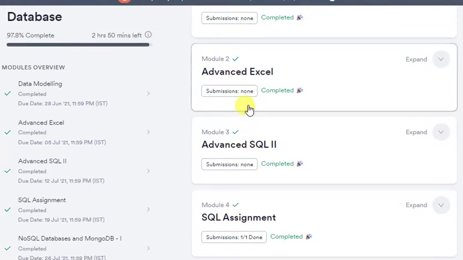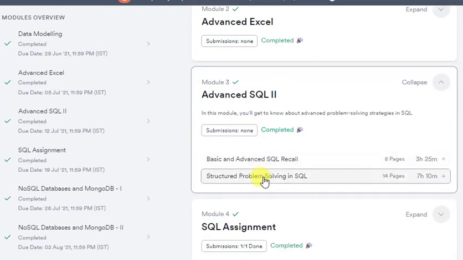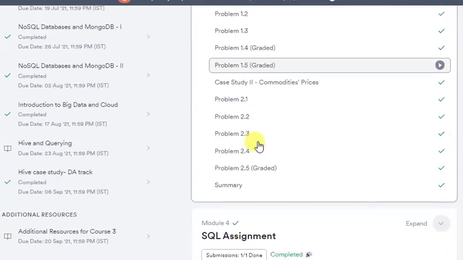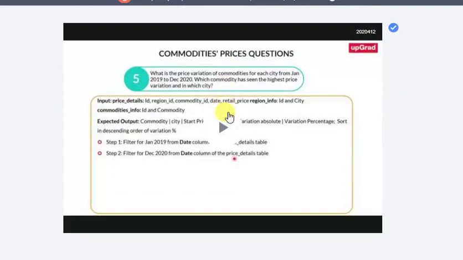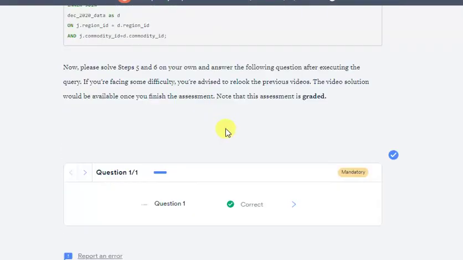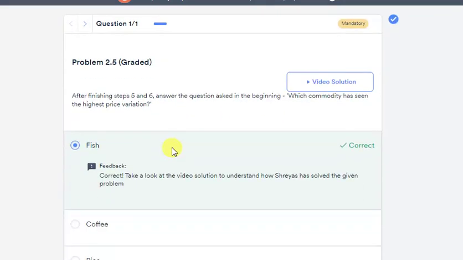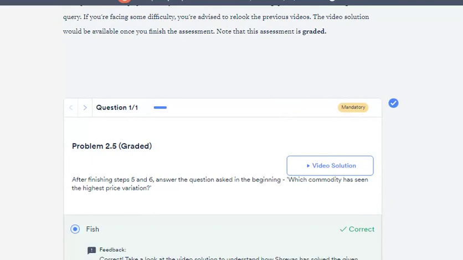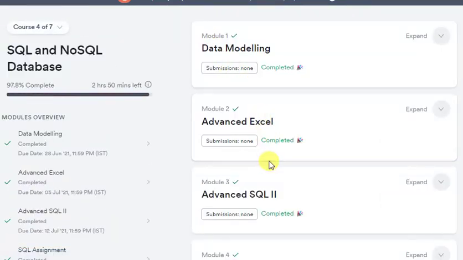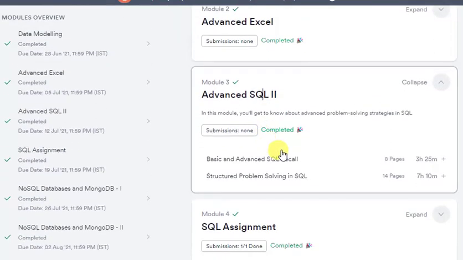Then advanced Excel is over. Structure. Okay. In here, a question is there, created one. The finishing of this question is based on the previous questions which are there. Okay, if the same question comes, then you can answer it. Advanced SQL 2 is also over.